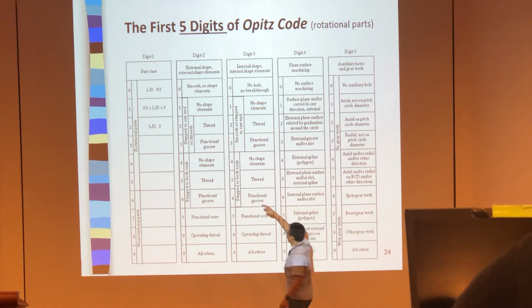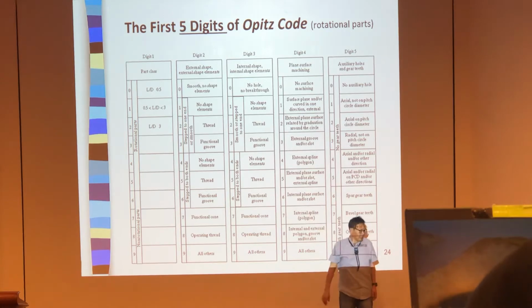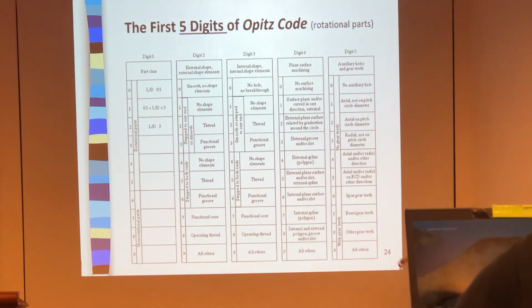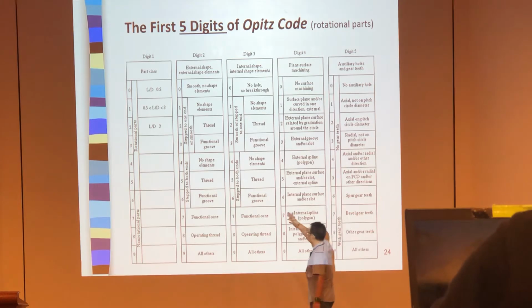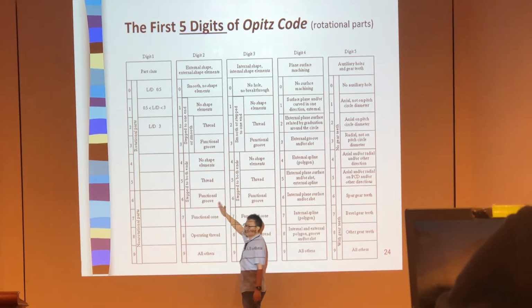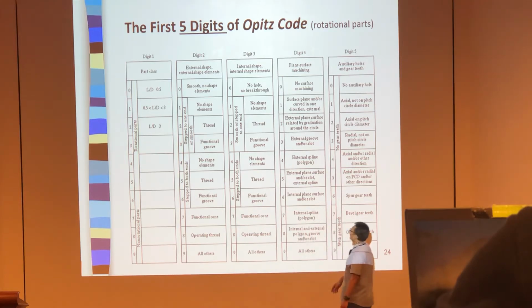And for step to both ends, you have all the choices. Internally is also similar. The only difference is 0, which means there's no hole, it's solid, there's no central hole, then it's 0. Other than that, it's very much similar, a correspondence between this and this.